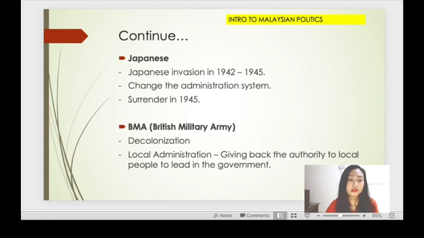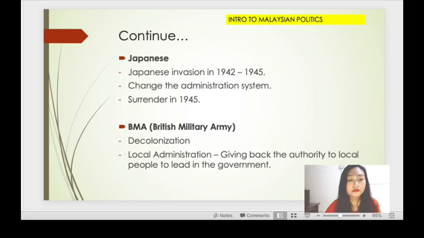So the BMA, British Military Administration, yeah, then took the reign and implemented the decolonization process to Malaya. Decolonization refers to the action or process of a state withdrawing from a former colony, leaving it independent. Remember that, yeah?